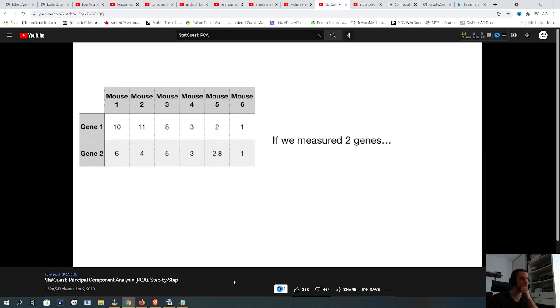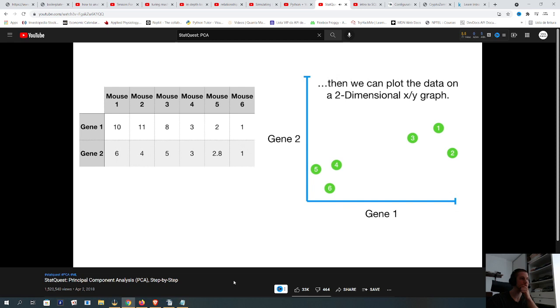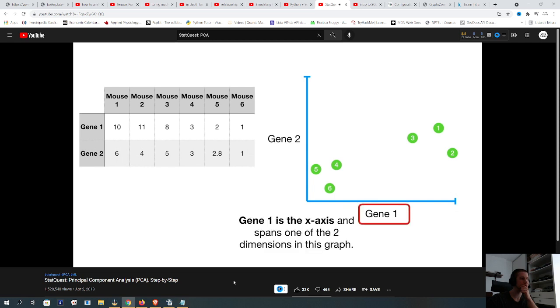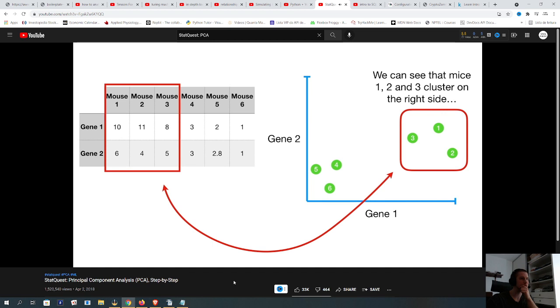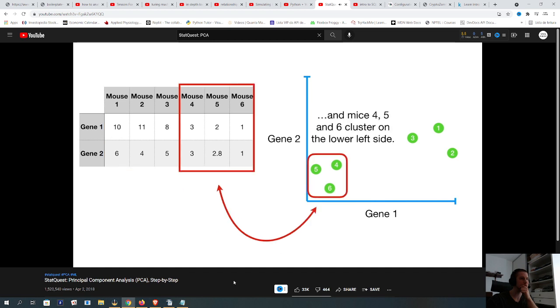If we measured 2 genes, then we can plot the data on a 2-dimensional XY graph. Gene 1 is the x-axis and spans one of the 2 dimensions in this graph. Gene 2 is the y-axis and spans the other dimension. We can see that mice 1, 2, and 3 cluster on the right side, and mice 4, 5, and 6 cluster on the lower left-hand side.